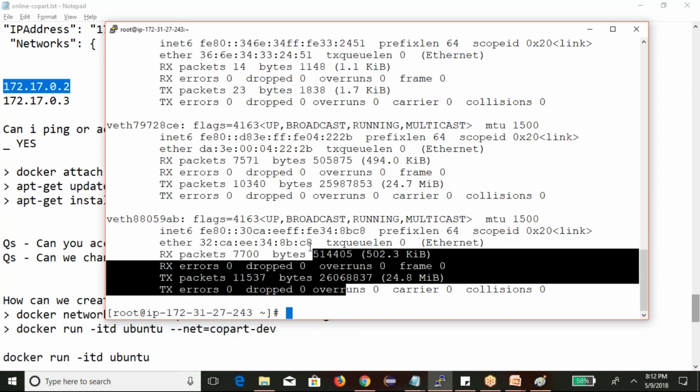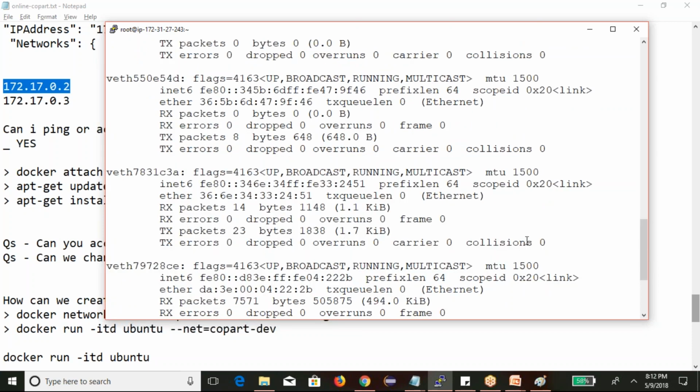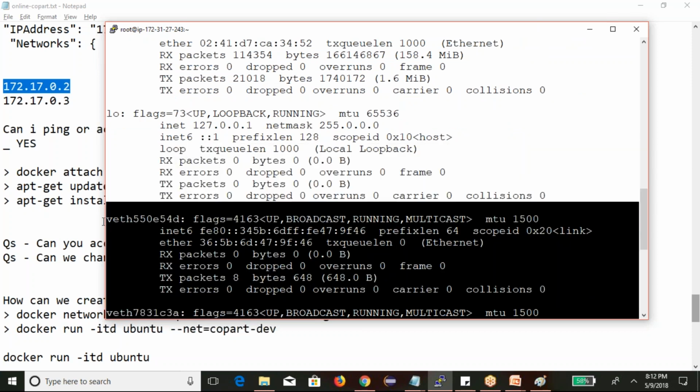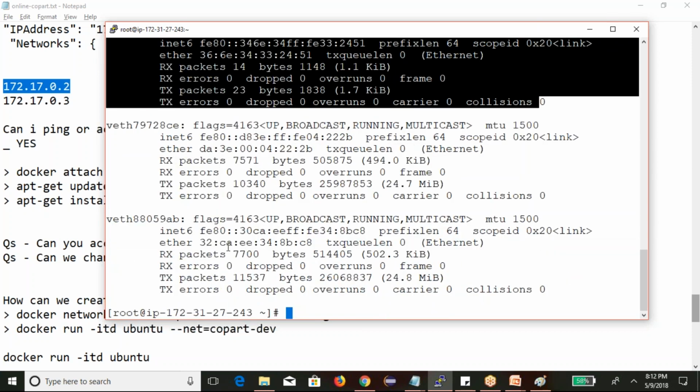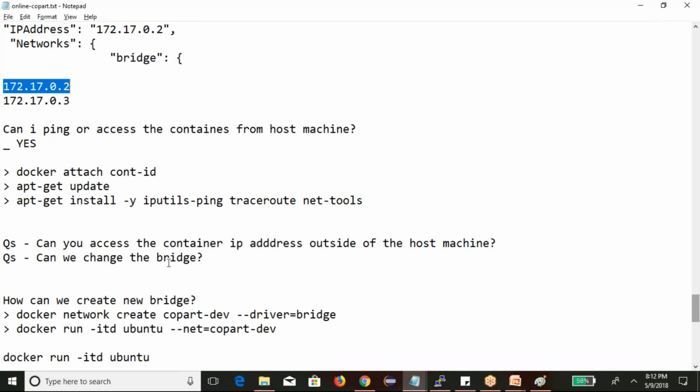Because of that you are able to ping each container, but the subnet of this and the other is different. So the bridge is different, so they are not able to talk. Each bridge is not able to talk to each other.